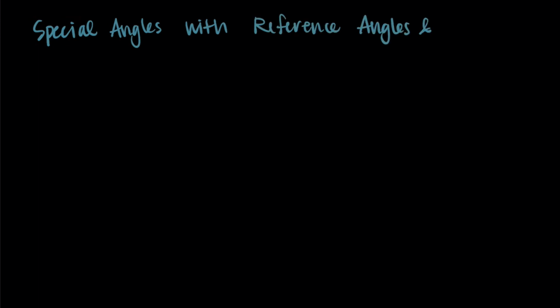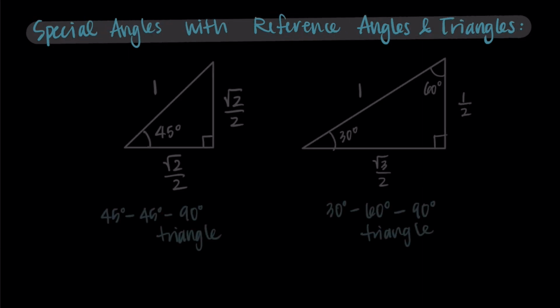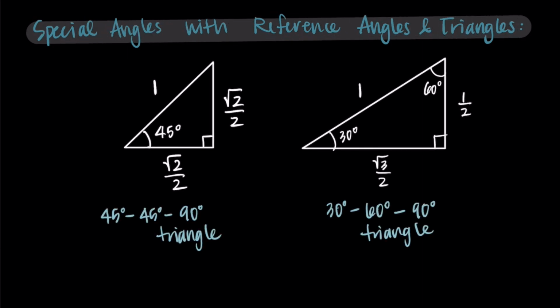So in this video, we're talking about how to find the special angle values with reference angles and reference triangles. So we have our two reference triangles. I'll put them here. The first is a 45-45-90 triangle, and the second is a 30-60-90 triangle. We've done a bit with these now, and hopefully you're becoming a little familiar with them.